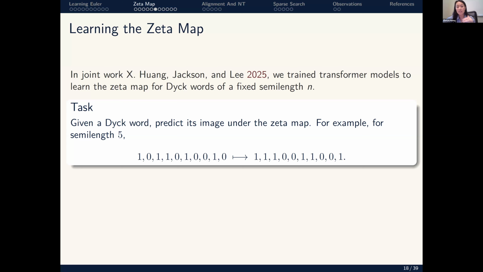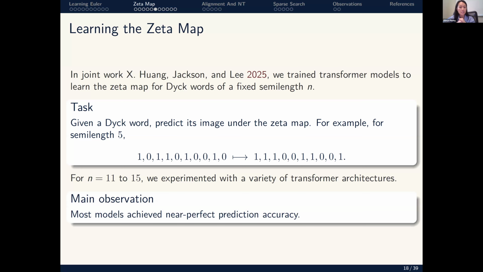For example, if the semi-length is 5, then the input is a length 10 binary sequence, and the output is going to be a length 10 binary sequence. So it's like a sequence-to-sequence translation. And we experimented with many semi-lengths from 11 to 15. We also experimented with a variety of transformer architectures.